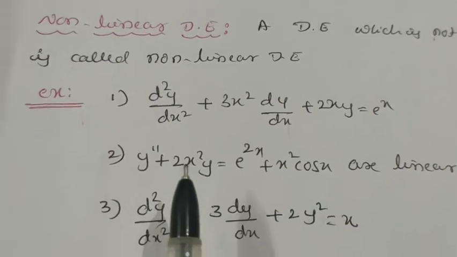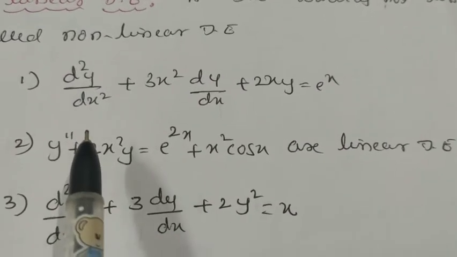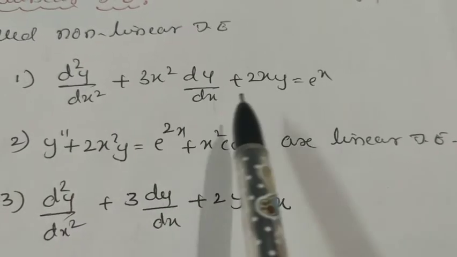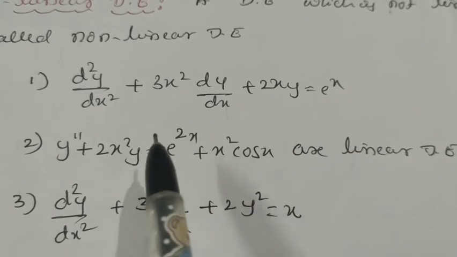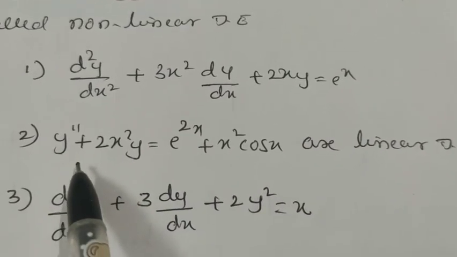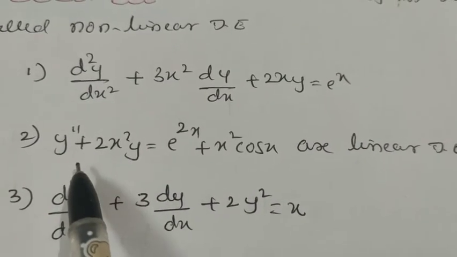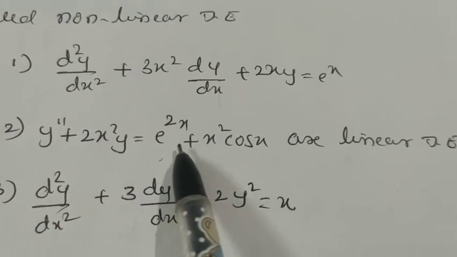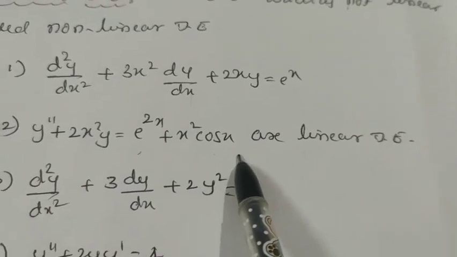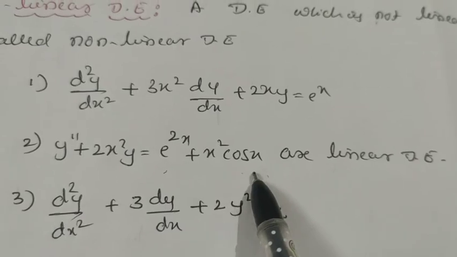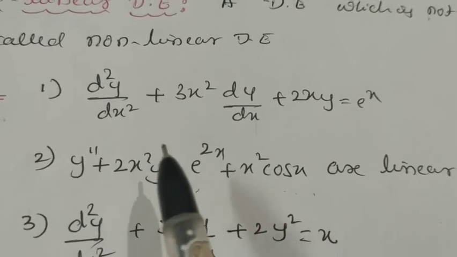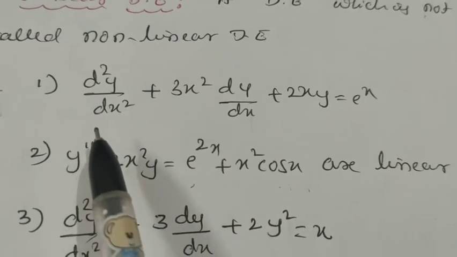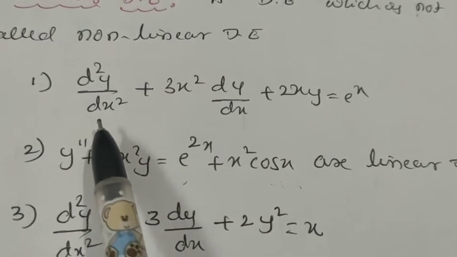Let us take some examples. d2y by dx square plus 3x square dy by dx plus 2xy is equal to e raised to x. And one more: y double dash, that is d2y by dx square, plus 2x square y is equal to 2 e raised to 2x plus x square cos x. These two are examples of linear equations, because here both the conditions are satisfied. The first is that the degree of the differential equation should be 1, that is, it is second order, first degree.